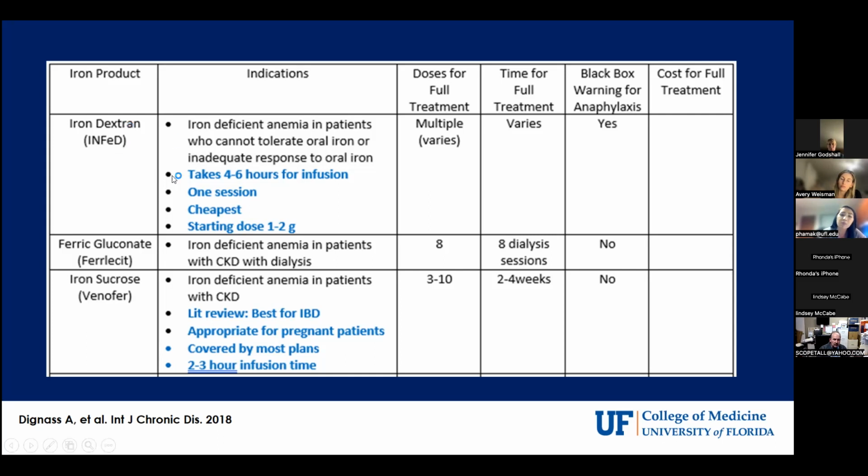The thing that patients don't like about iron dextran is that it can take up to 4 to 6 hours for infusion, so that's a whole day. It is the cheapest infusion, so most insurances will try to negotiate for the iron dextran.